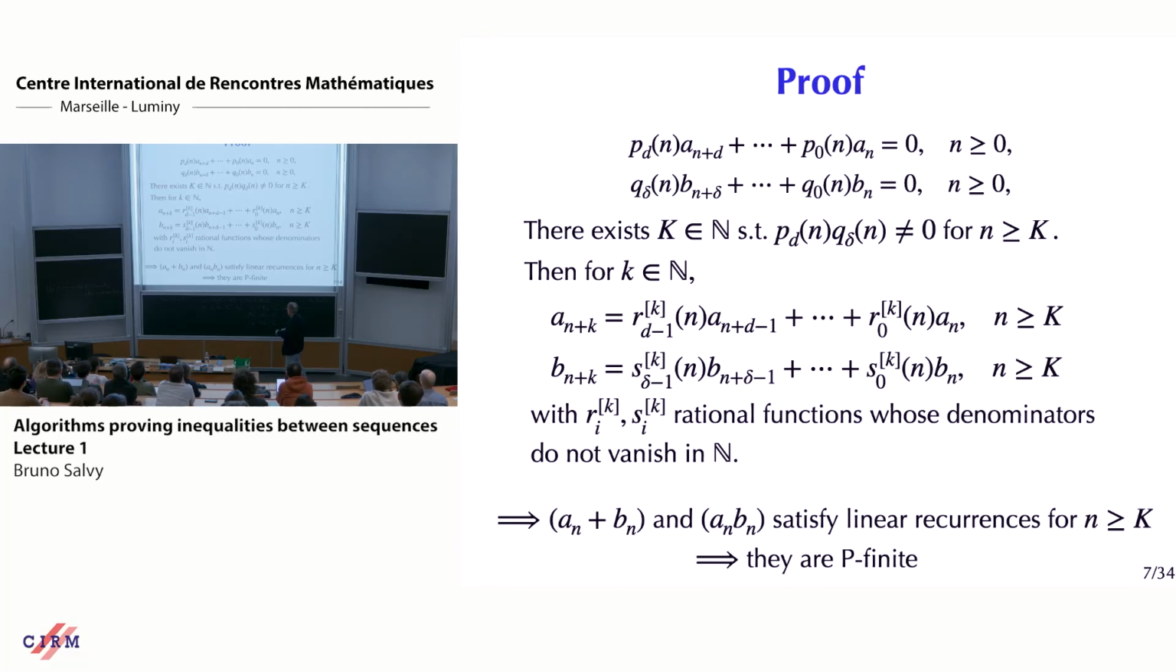So when you do the product, you'll have a finite number of products of a_{n+i} b_{n+j}. So at one point, there will be a linear dependency. This linear dependency is over rational functions in n. So it could happen that the leading coefficient, when you reduce to the same denominator, has a polynomial in n that vanishes at an integer.